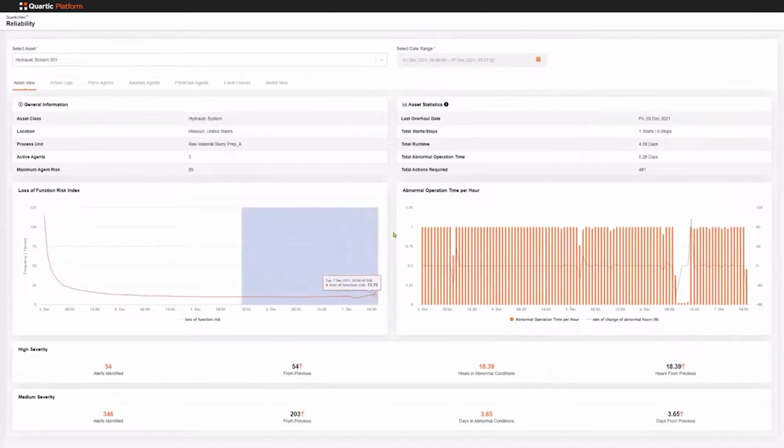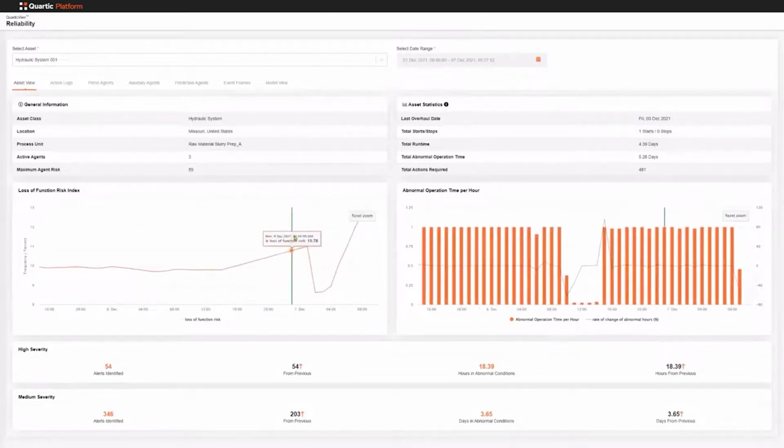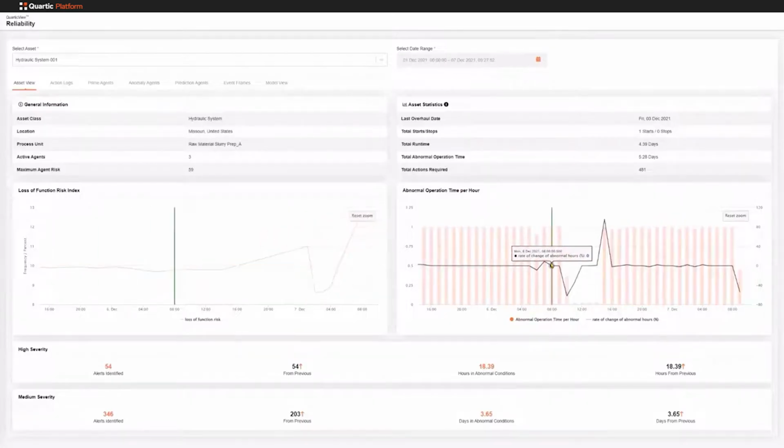So we can see how our abnormal operation time and risk change and accumulate, but more importantly, how this is changing over time. So I also have the rate of change of abnormal hours, which lets me understand how fast my asset is potentially degrading and the acceleration of degradation, which, if you think about a potential failure curve, is how far to the right on that curve I am, and how quickly I'm approaching an asset failure that I need to take action to avoid.